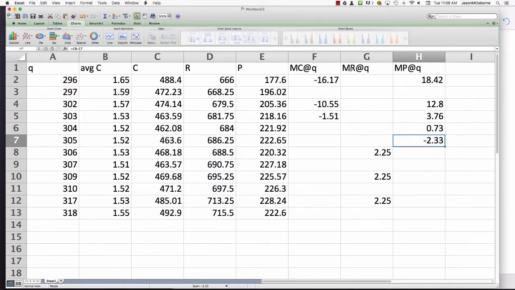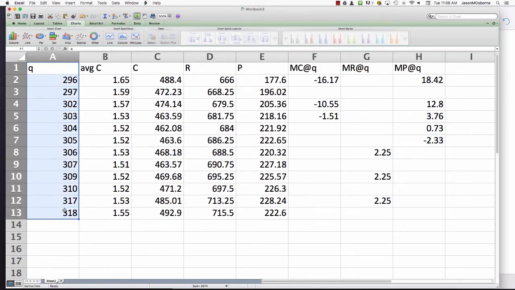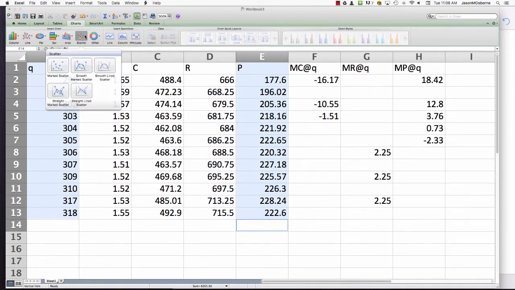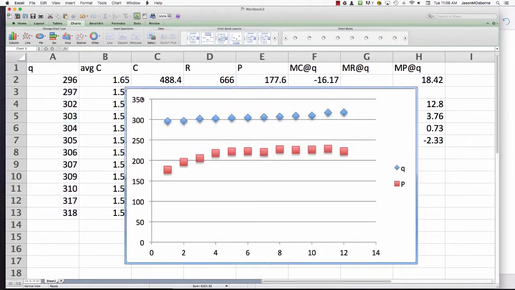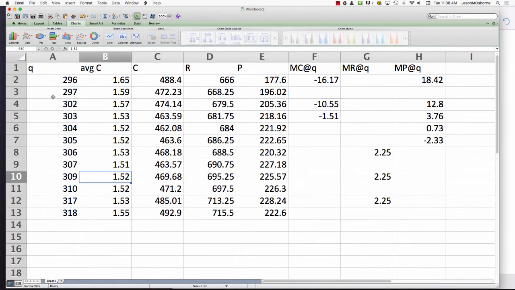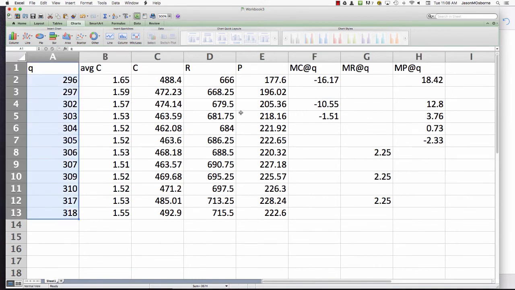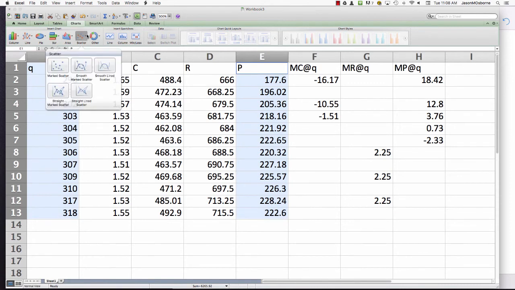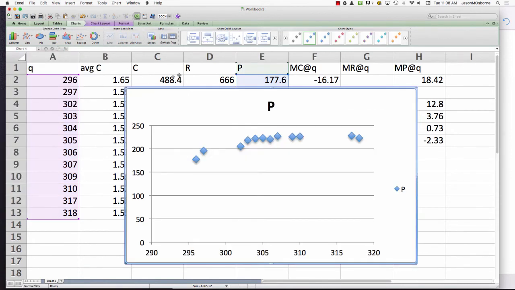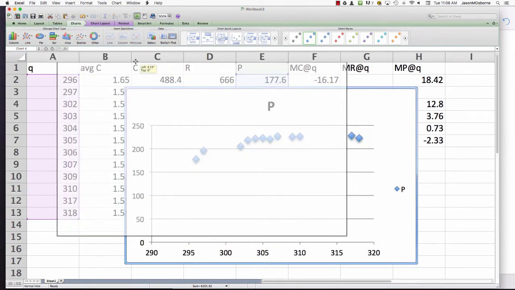Okay, now that we have our profit function, let's plot the quantity being sold versus the profit function. Okay, and let's insert a chart. Oh, let me try that again. I need a single plot, quantity versus profit. Let's insert a chart here. So here's your profit function.